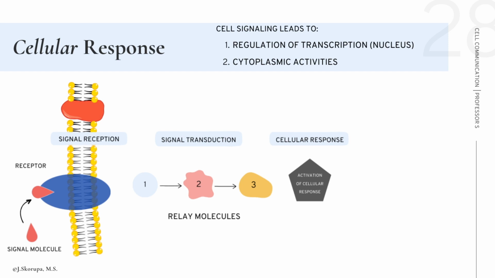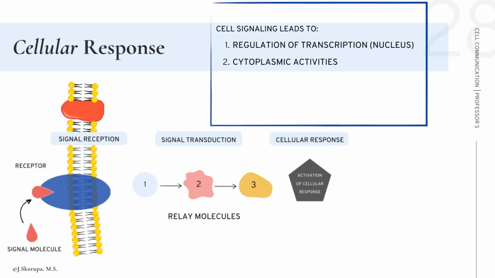And now we've finally arrived at the end goal of the signal, the cellular response. Ultimately, a signal transduction pathway leads to regulation of one or more cellular activities. The response may occur in the nucleus or in the cytoplasm, and we can group cellular responses into two categories: responses that regulate transcription or responses that regulate cytoplasmic activities.